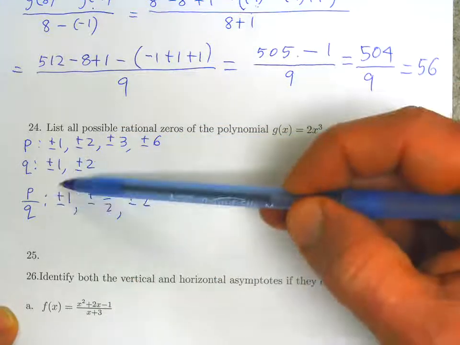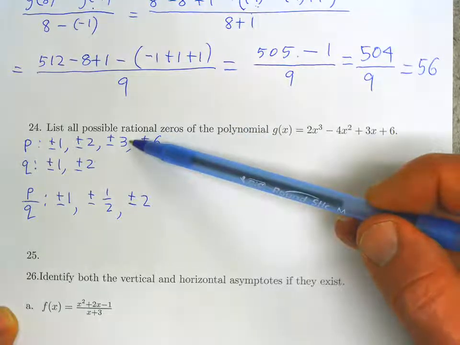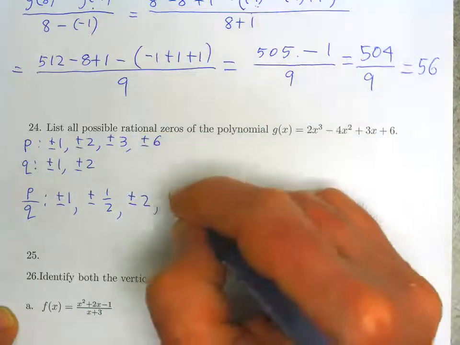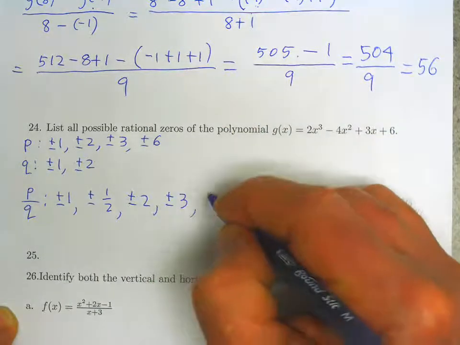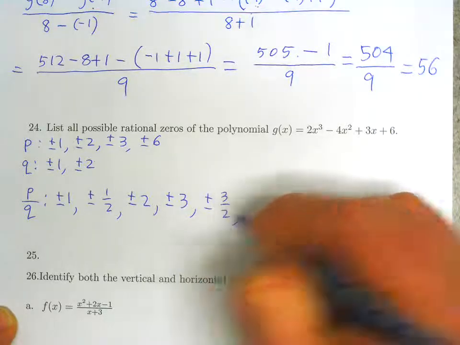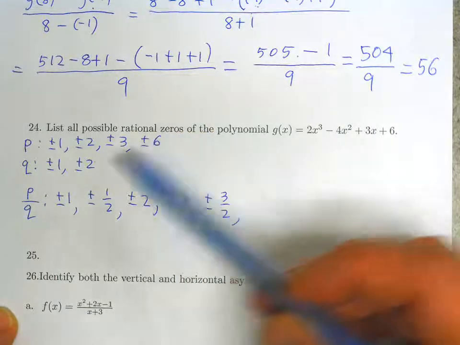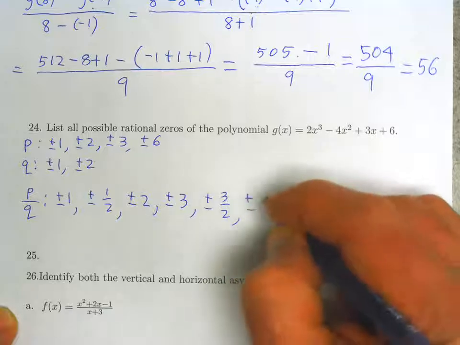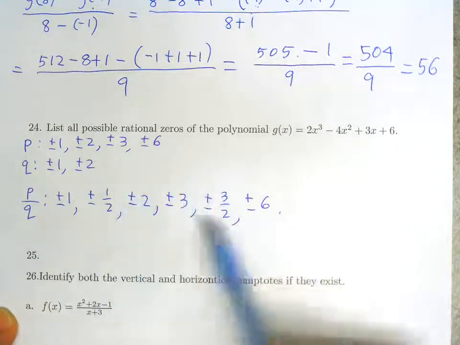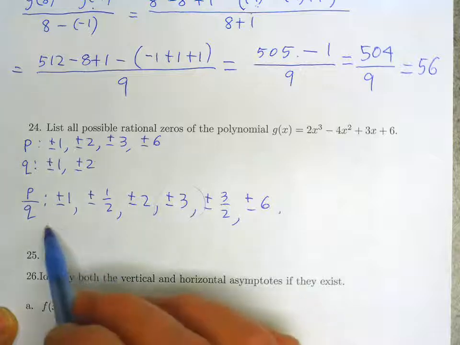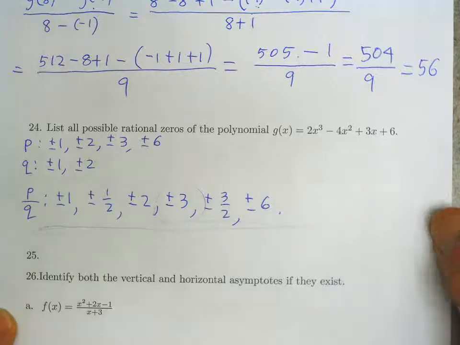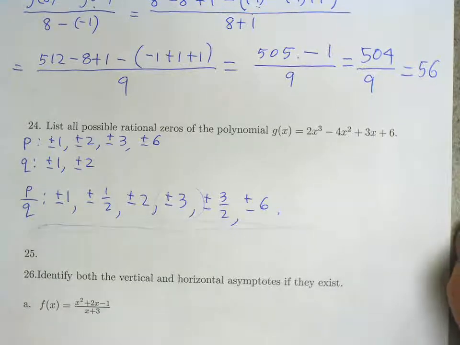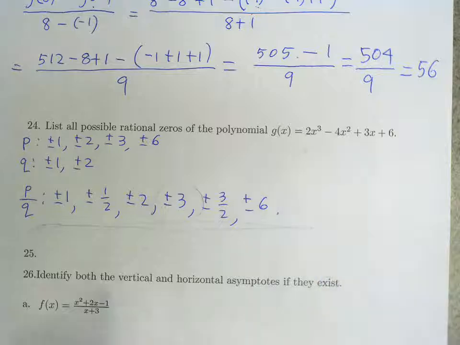That's already accounted for. So then we shift over to 3. 3 over 1, so positive and negative 3. 3 over 2 is 3 halves, so positive and negative 3 halves. And then finally, 6 divided by 1, so positive and negative 6. And 6 divided by 2 is 3, but that's already accounted for. So these are the candidates for rational zeros. There might not be any rational zeros, but if there are, they have to come from this list.